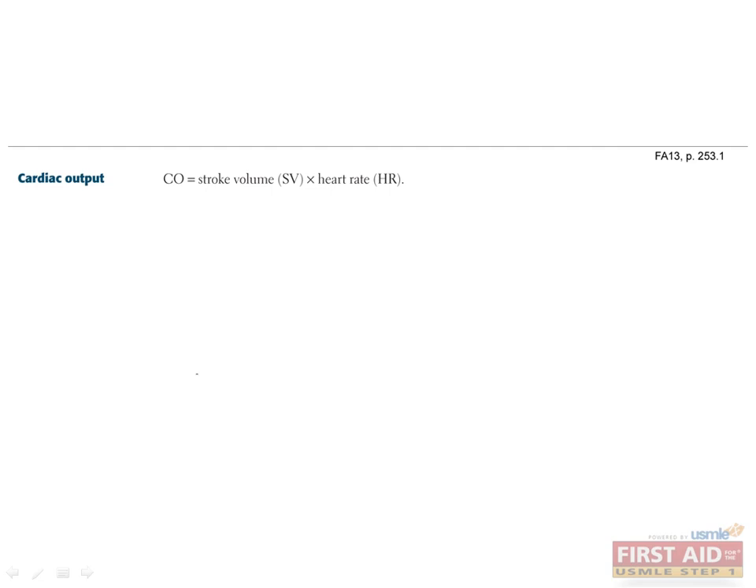Now, there are going to be a lot of equations here, but the most important thing to remember about cardiac output is what it actually is. Cardiac output is a measure of the volume of blood that the heart can pump out in a given amount of time. Let's fill in more of the details.